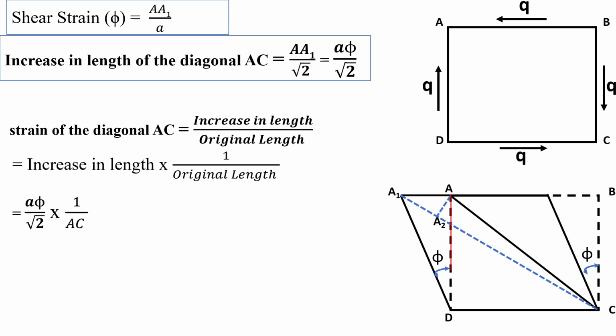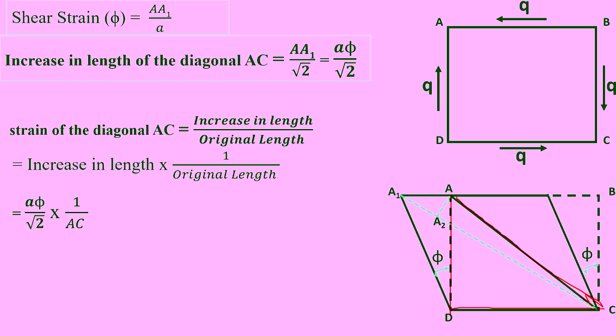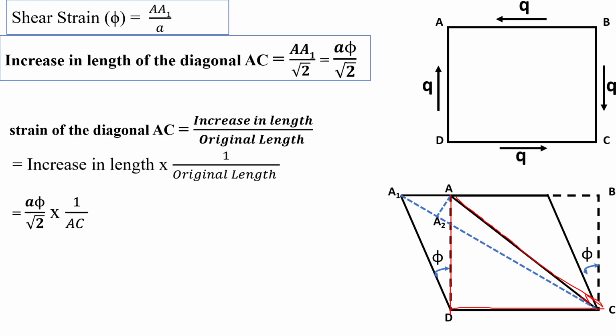For this, I consider one right angle triangle here, that is the triangle ACD. From the triangle ACD, AC square equals AD square plus DC square. Then AC equals the root of AD square plus DC square. So the strain of the diagonal AC equals aφ by root 2 into 1 divided by root of AD square plus DC square.